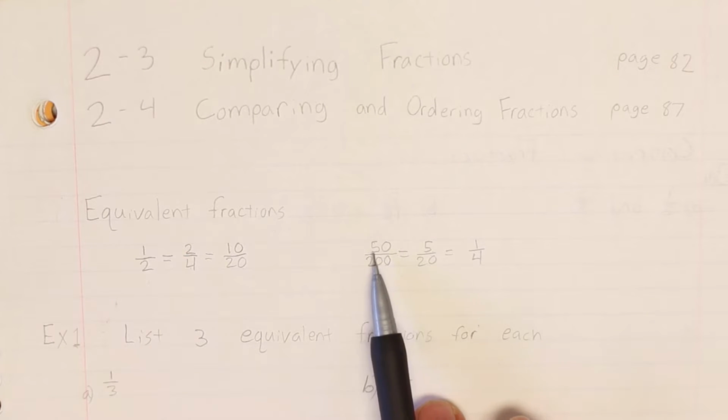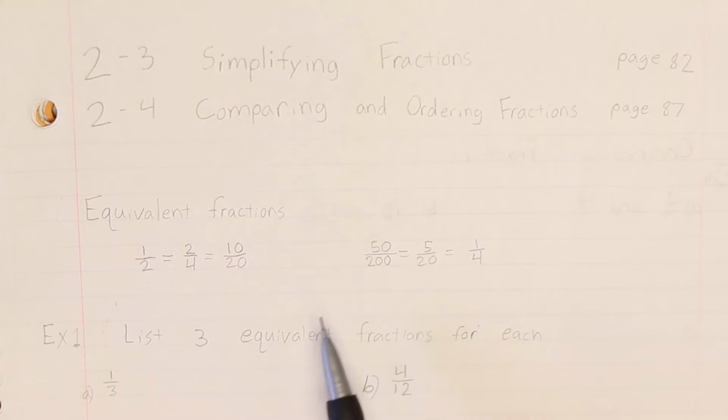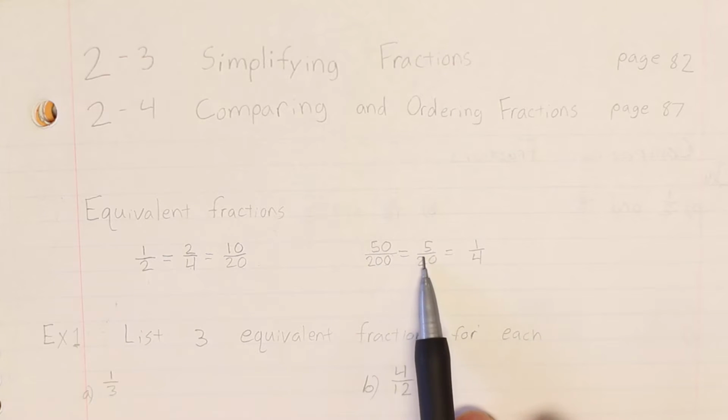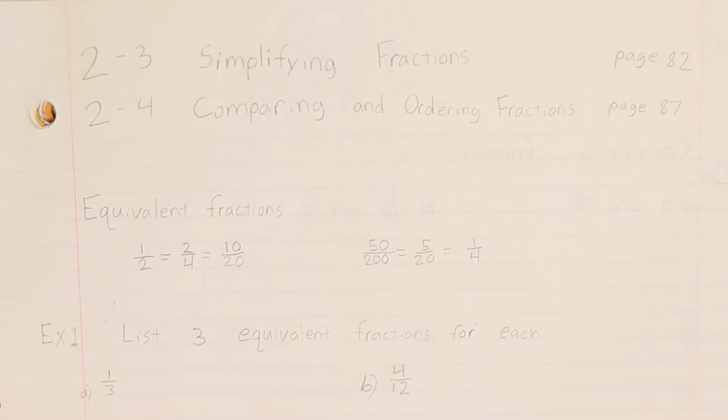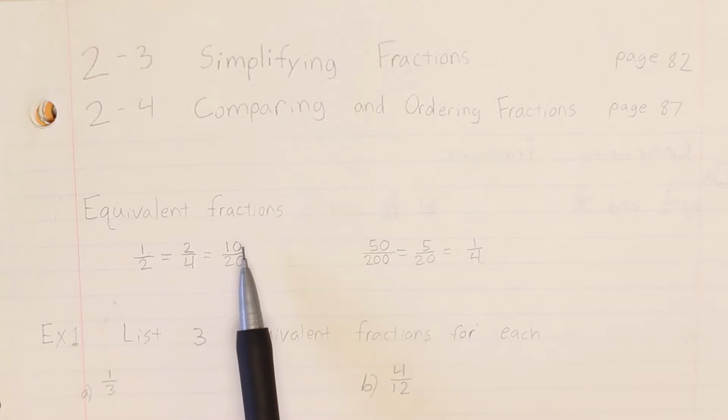Other equivalent fractions could be, for instance, 50/200. You could reduce that down and get 5/20 or 1/4. So, whether you're reducing them or increasing them, you can create equivalent fractions. To create an equivalent fraction by increasing, simply multiply the top and bottom number by the same number. For instance, you could multiply it by 2, both top and bottom, to get what we have right here, or multiply the top and bottom by 10 to get what we have over here.